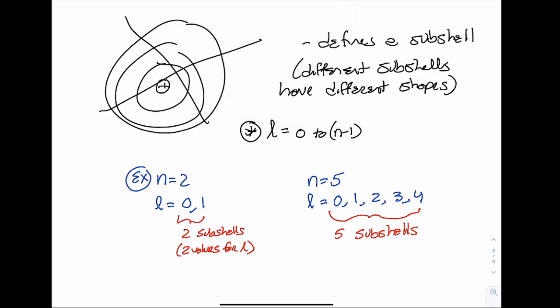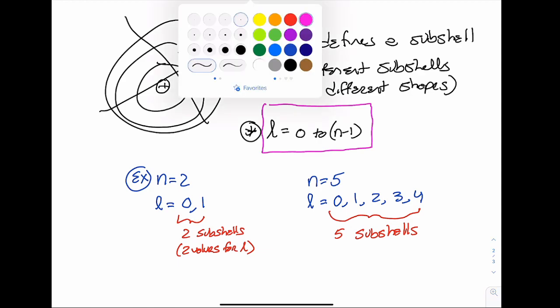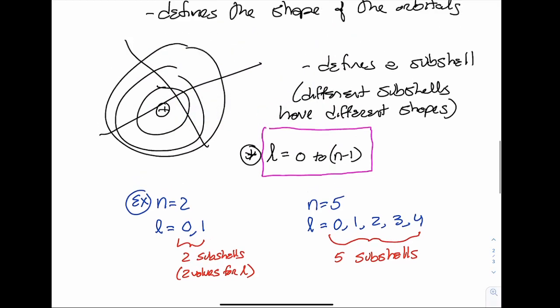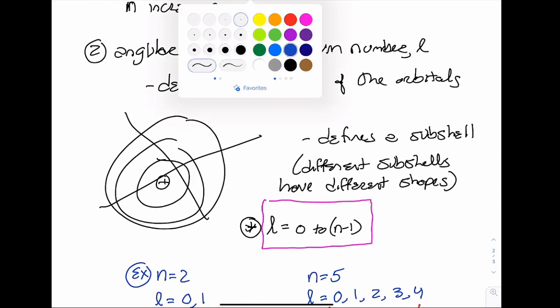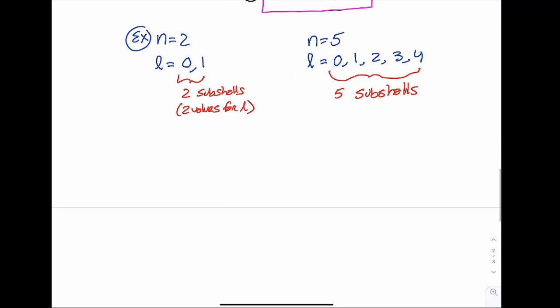And you do need to know these. A very typical question is if I give you a shell number and I ask you what are your possible values for l, or how many subshells you have. So l is always 0 to n minus 1. My third quantum number is our magnetic quantum number.